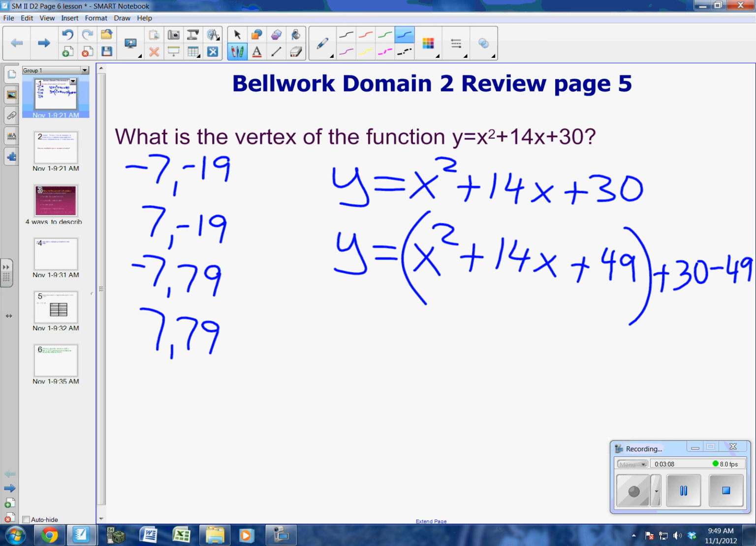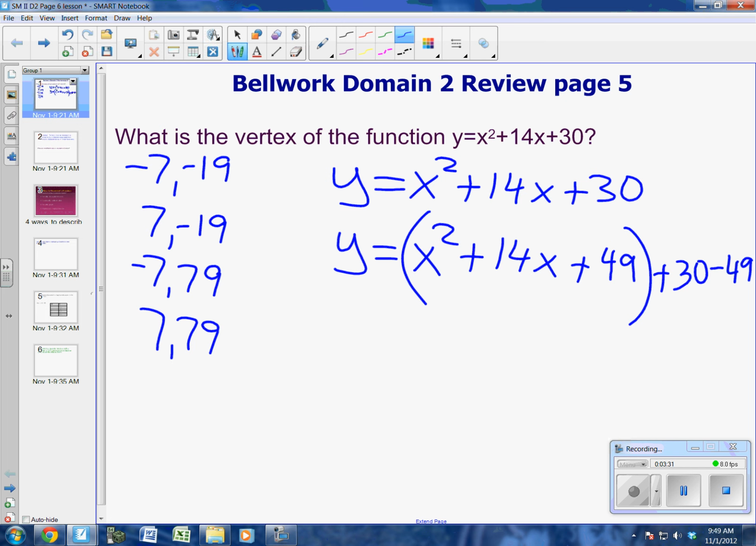This number, though, is always going to be what kind of number? Positive. Why? Yeah, I just squared 7, and anytime you square a number, you're going to get a positive number. So in every case, I'm always going to minus that number. Okay. Now, looking right here, x squared plus 14x plus 49, I have to factor that.